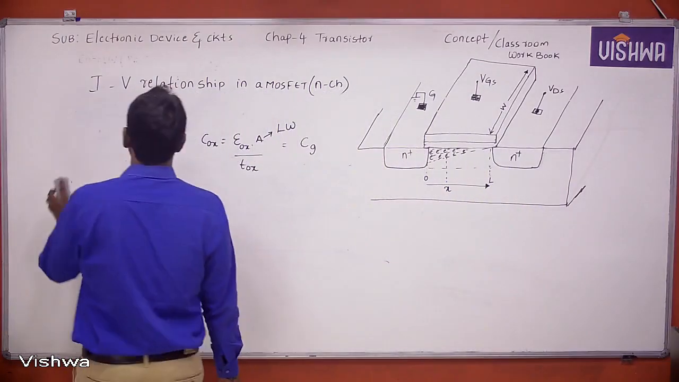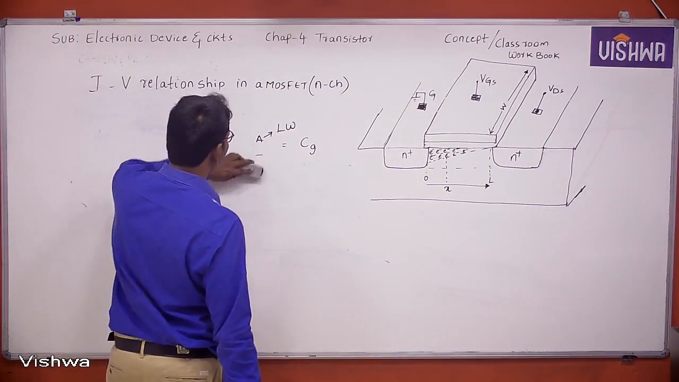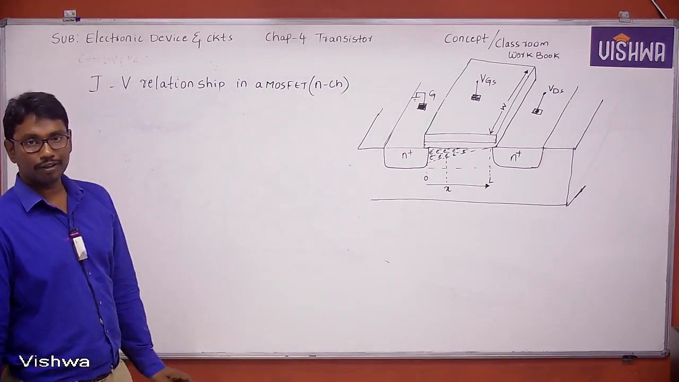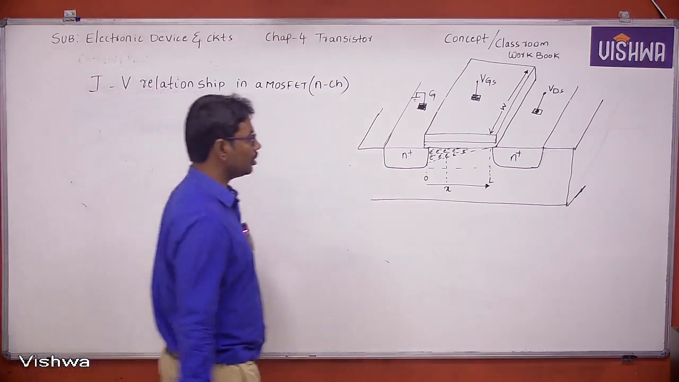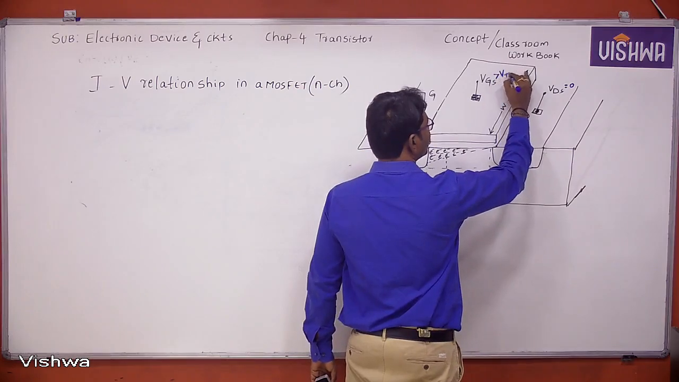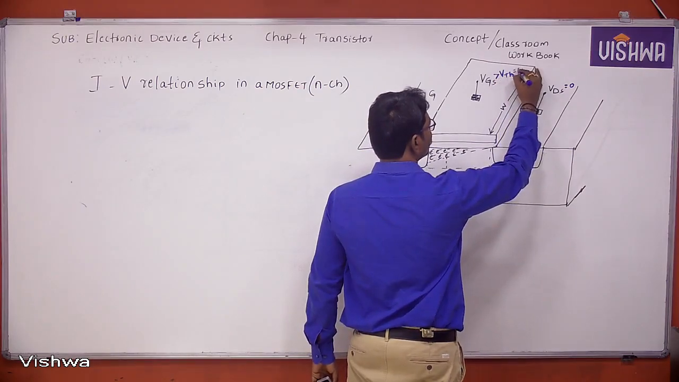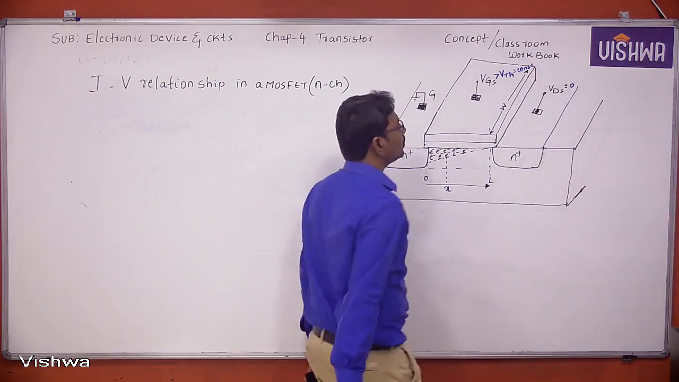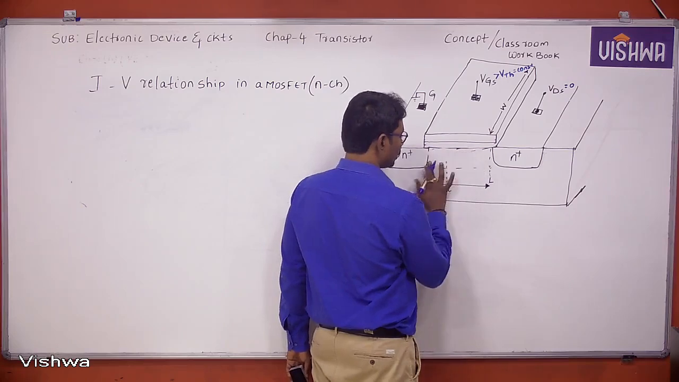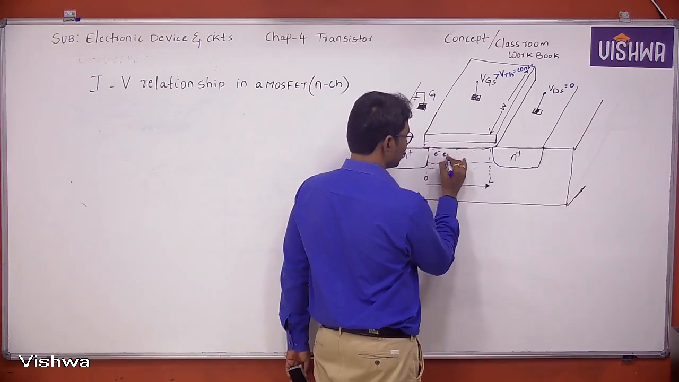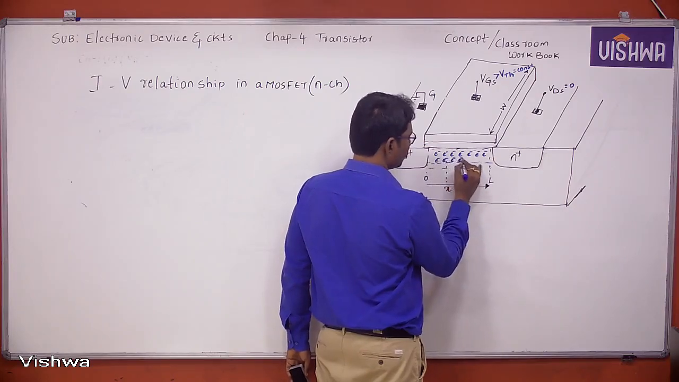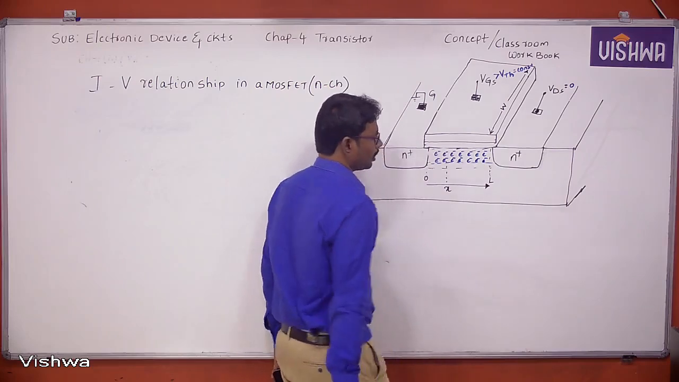What we want here is the IV relationship in a MOSFET, right? In order to obtain it, we make two observations. The first one is when VDS is 0, we are applying some VGS. That should be VGS greater than V threshold. I think the channel is like this, right?